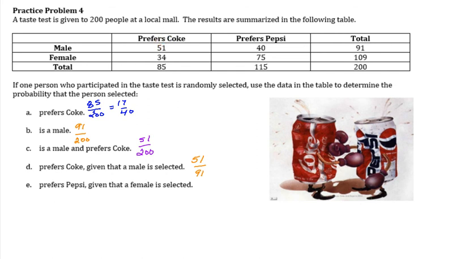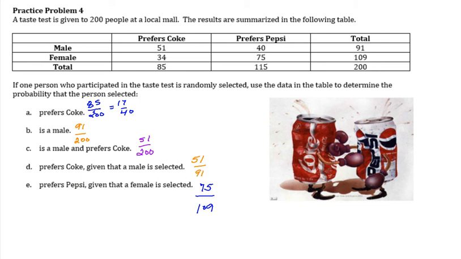Similarly, prefers Pepsi given that a female is selected. So we've reduced our group from 200 down to 109 females. So out of the 109 females, how many prefer Pepsi? That is 75. So 75 out of 109 is your probability that you're going to get somebody that prefers Pepsi. Okay? So that's how you use those tables and how you translate these words into your answers.